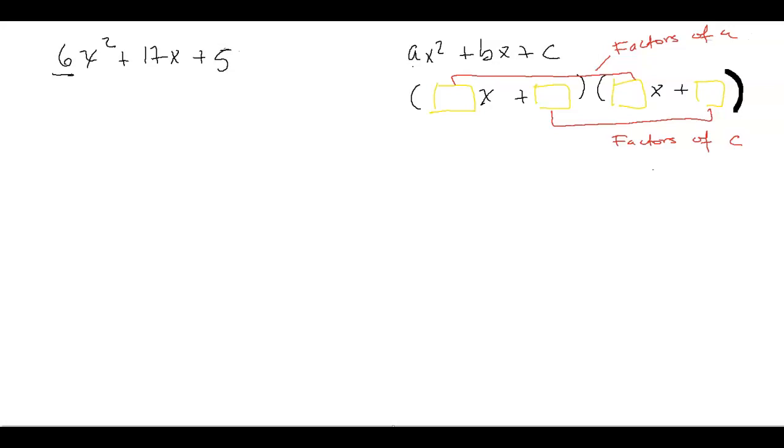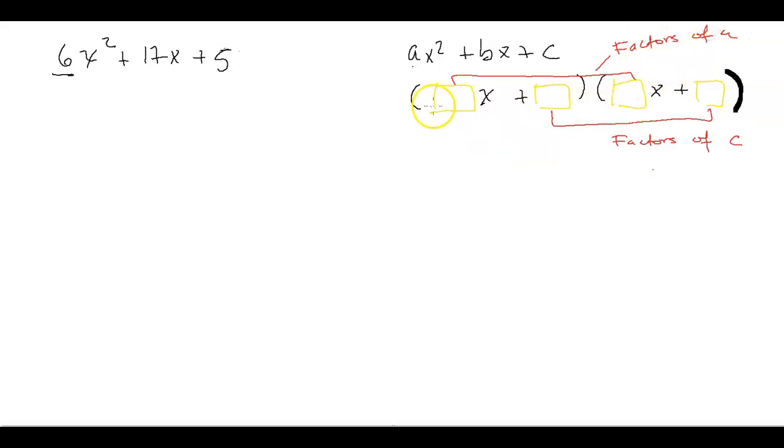So let's look at this problem. In this problem, it's in the format of ax squared plus bx plus c, which means that the leading coefficient of x squared is, in this case, a 6. So when we look at this, we are looking for two factors of a.